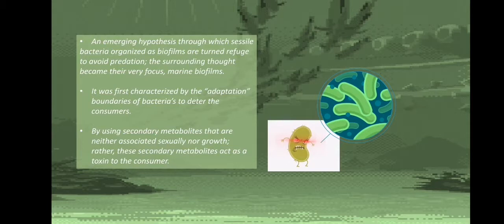An emergent hypothesis through which sea cell bacteria organized as biofilms turn to refuge to avoid predation. The surrounding thought became their very focus, marine biofilms. It was first characterized by the adaptation boundaries of bacteria to deter their consumers. They named it secondary metabolites, which are neither associated with sex nor growth, unlike the first metabolites. Rather, they act as a toxin to the consumers, indicating stress, to deter these bacterivorous or eukaryotic ones.